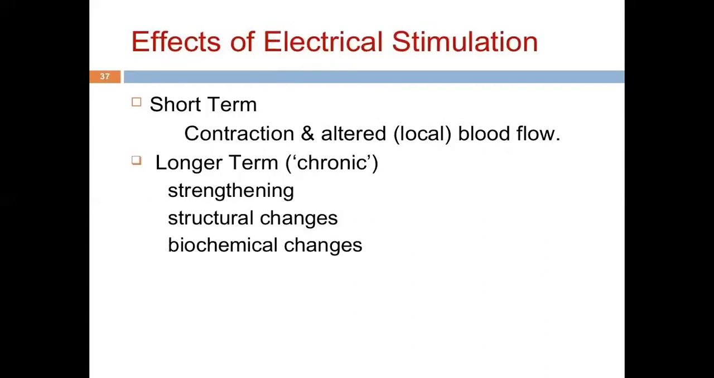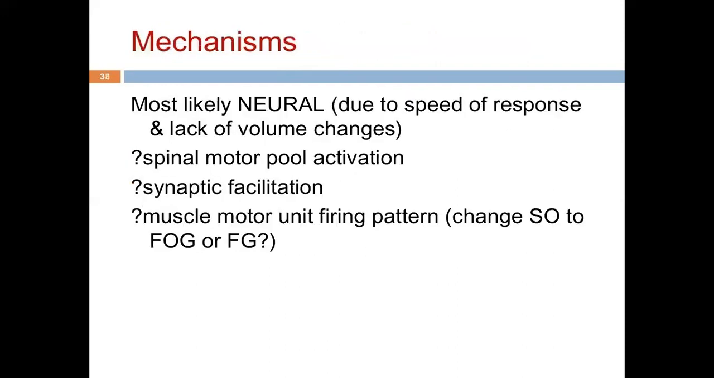The effects of electrical stimulation have a short duration and a long duration, for the short term and the long term. In the short term, there is contraction and altered blood flow. In the long term, there is strengthening, structural changes, and biochemical changes. The mechanism is most likely neural, due to the speed of response and lack of volume changes. Spinal motor pool activation, synaptic facilitation, and motor unit firing pattern changes, SO to FOG or FG.